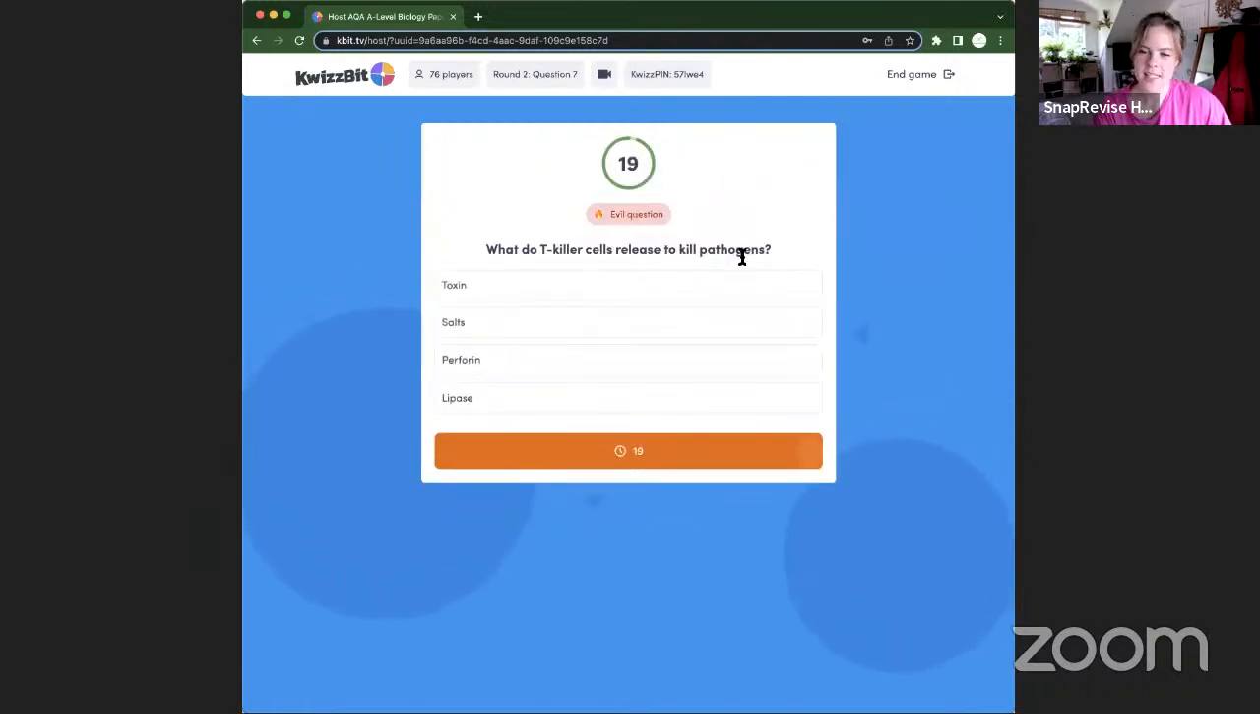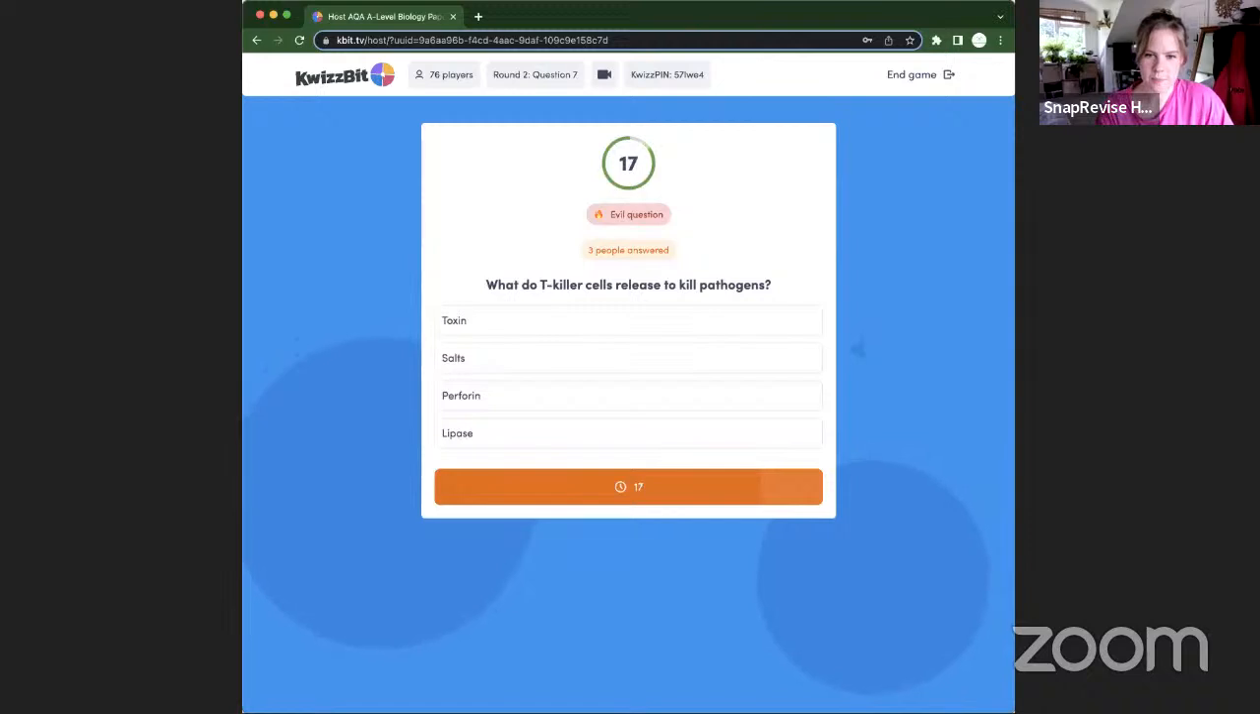What do T killer cells release to kill pathogens? I think if you've not seen these before, Ewan, you might want to step up your revision game before the exam.